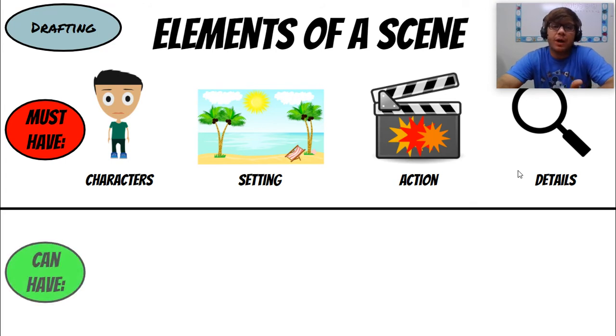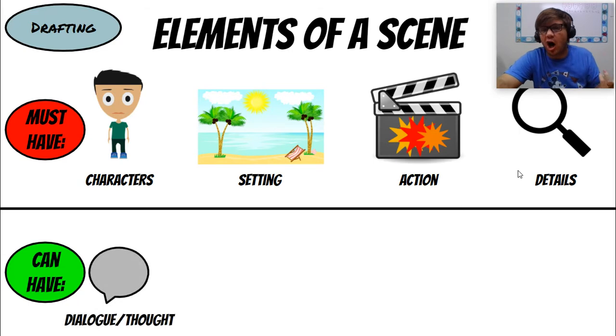There are some things you can have. There's also 4 things you can have in every scene, and in fact, you should try to include these every time, and it'll make your writing even stronger. You know how you have characters, like you must have characters. Well, they should talk. They should have thoughts. That's what makes writing good, is making sure your characters have dialogue and thought. So you should include that.